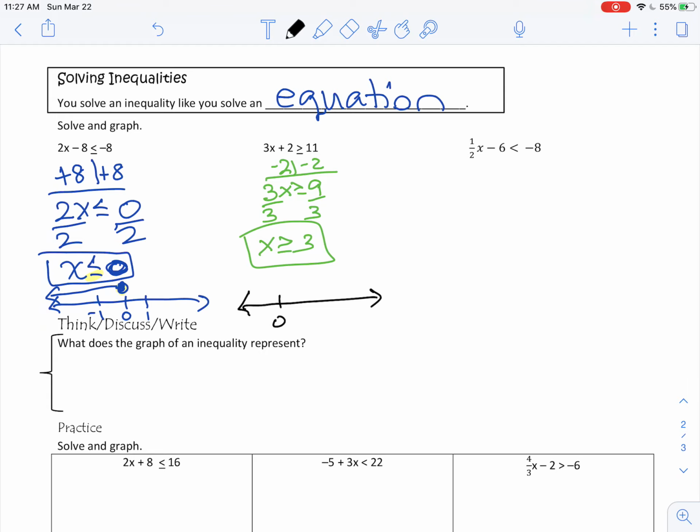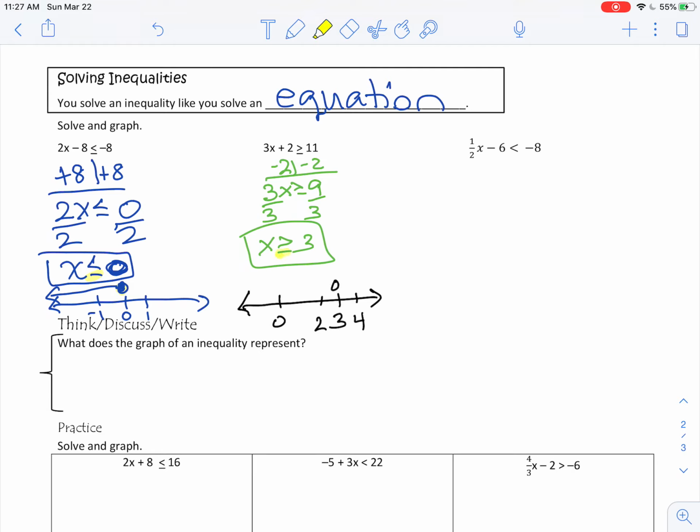Make a number line. Put your 0 on the number line. Now we're graphing x is greater than or equal to 3. So I always want a 0 on your number line, and then you can go to 3, one number bigger than 3, one number smaller than 3.